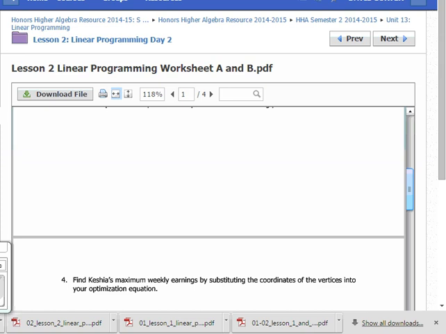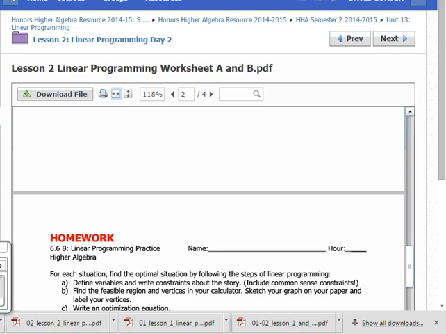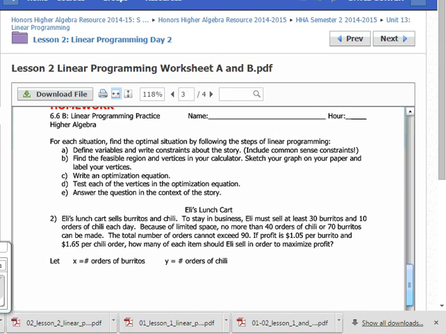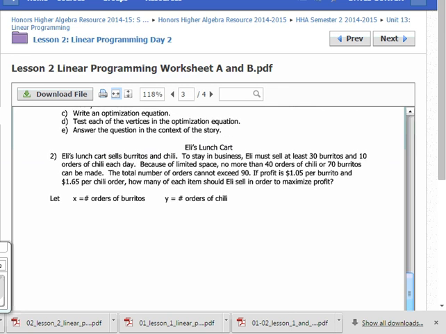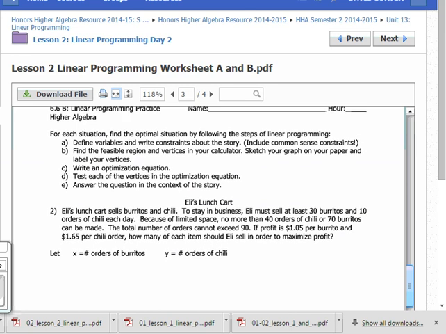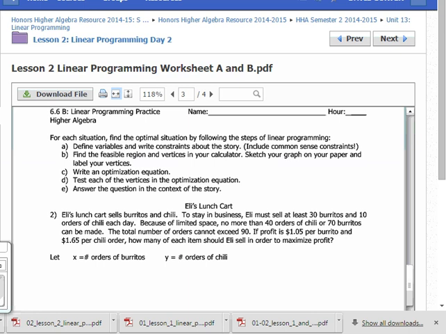We're done with the Kesha problem. All right, this next one is the burritos, Eli's lunch cart. And it does say let X be the burritos and Y be the chili. But it doesn't give you all the little helper questions in between, like first let's find the constraints for the burritos. Next, let's find the constraints for the orders of chili. So it doesn't give you quite as much help, but it's the same basic process. Since the equations are the hardest part, I'm going to help you get started on that part.